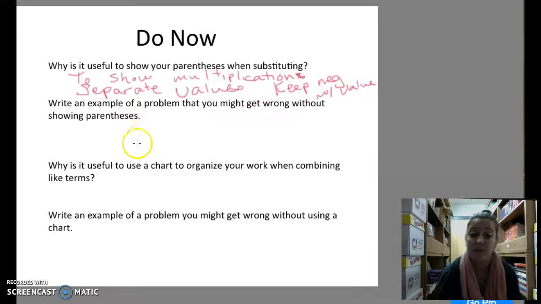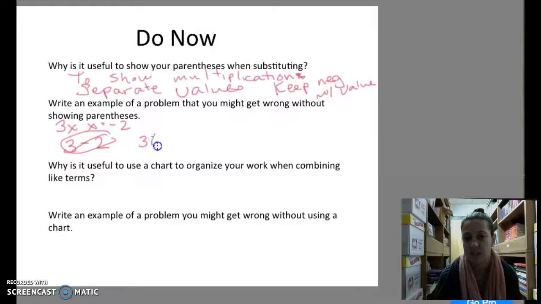So an example of a problem that you might get wrong without showing parentheses could be, for 3x and x equals -2, if you don't write parentheses, you might write 3 minus 2. Wrong, when really it should be 3 times -2. Or again, with x equals -2, x squared without parentheses would say -2 squared, which is -4. Wrong. But with parentheses, it should be +4. So those parentheses make a difference.